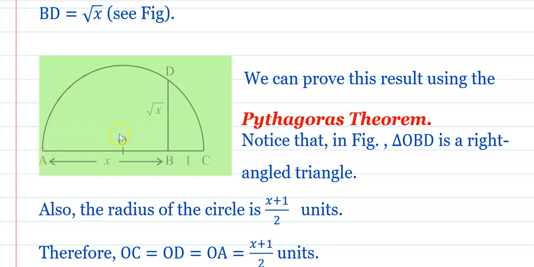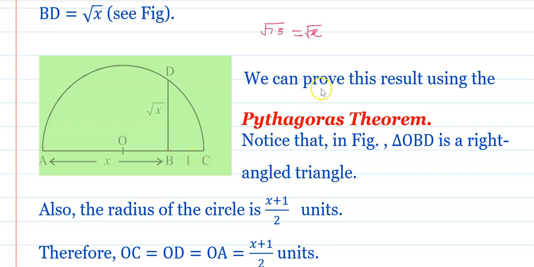From this, in general, if I want to find out the square root of 7.5, in general we take it as x. Take AB as x, and extend this up to the point C with 1 unit.